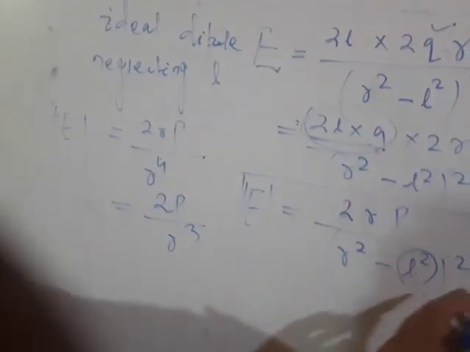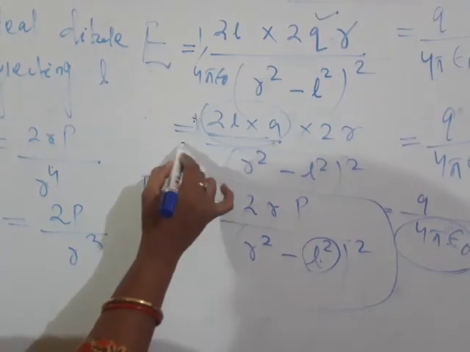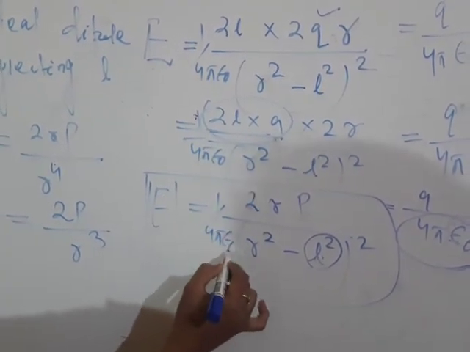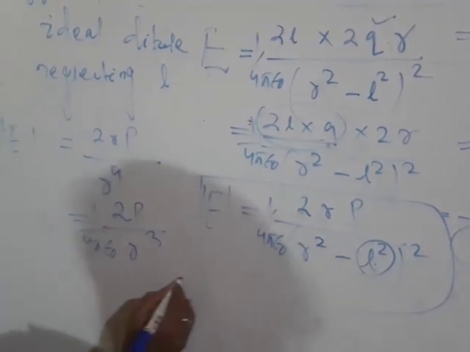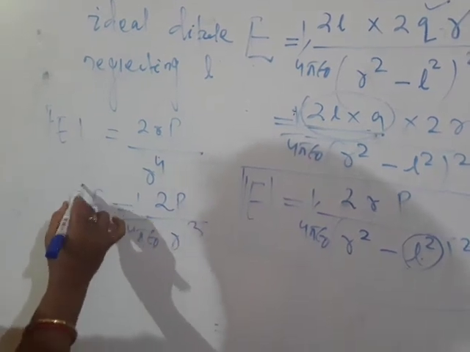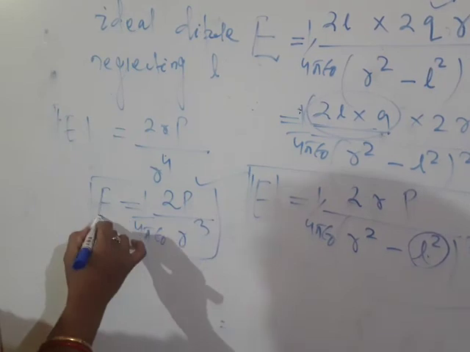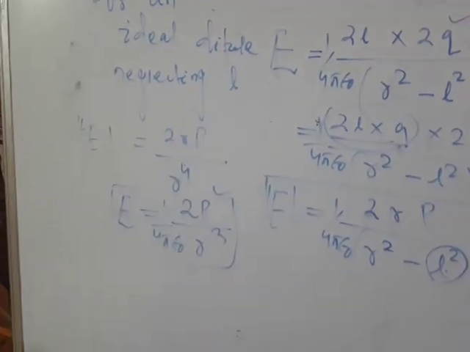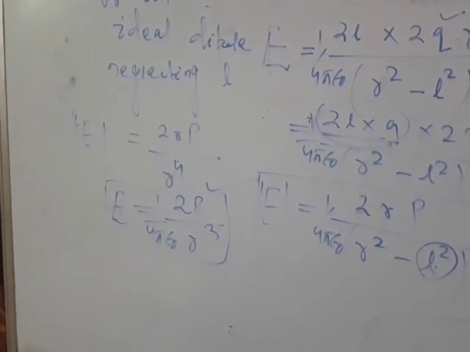But before, 1 by 4 pi epsilon naught is here, so you can put here also 1 by 4 pi epsilon naught, it was skipped out, just we have to put 1 by 4 pi epsilon naught. So in magnitude wise, E equals this much. So this is the expression for electric field intensity due to an electric dipole at axial line.